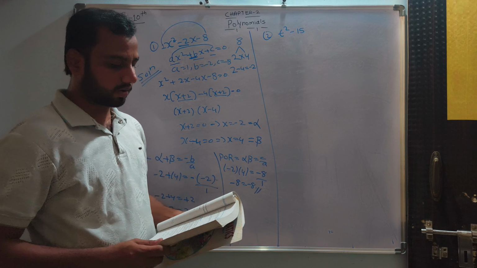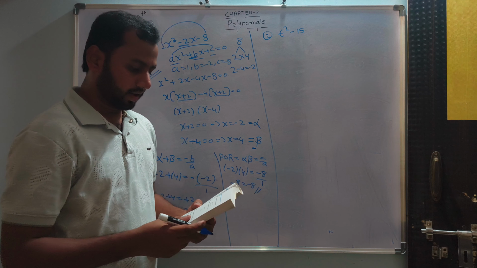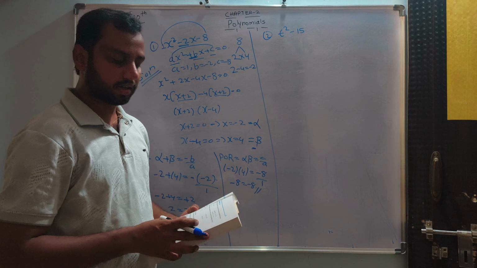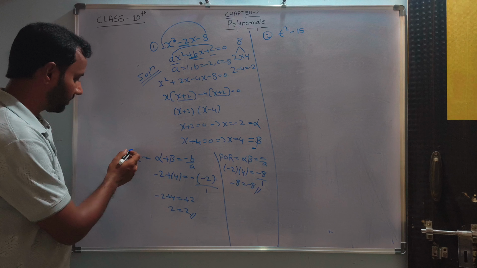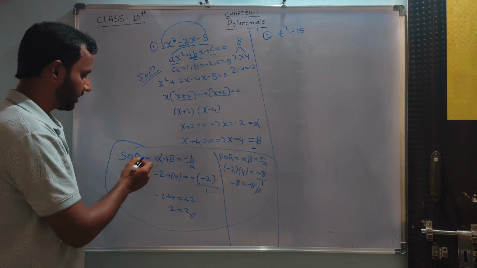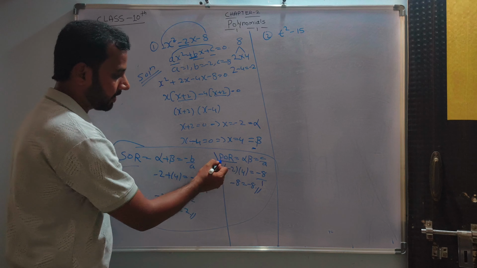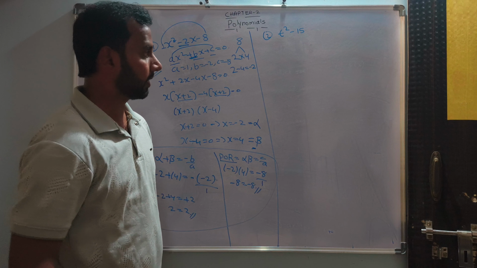Find the zeros of the quadratic polynomial. Then we need to do till here and verify the relationship. Whenever they are telling you to verify the relationship between the zeros and the coefficients, you need to follow this step, that is, verify the relationship. Then we will have the sum of roots and the product of roots. This is a complete 3 marks question.